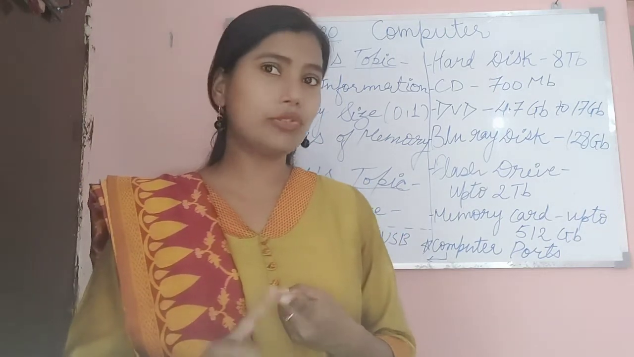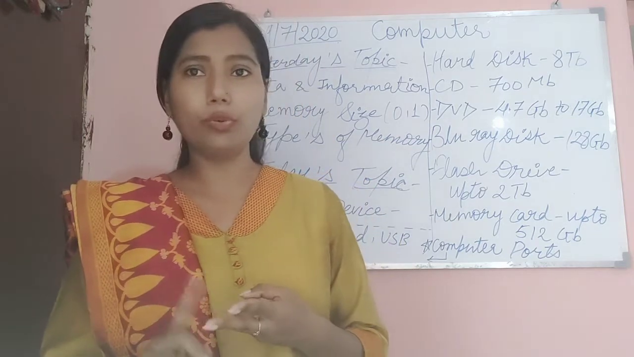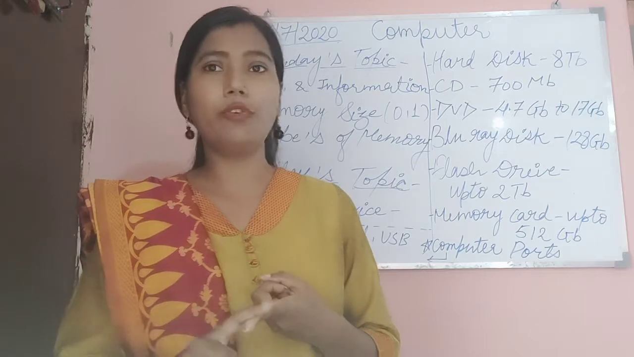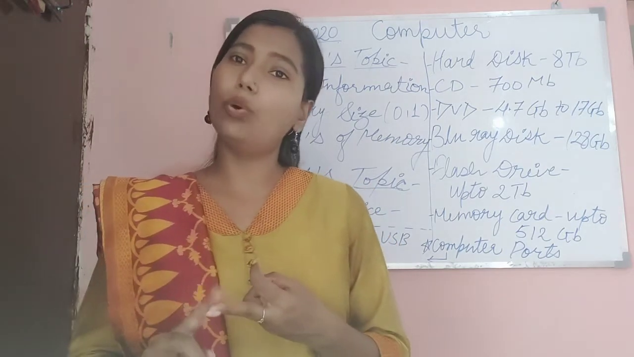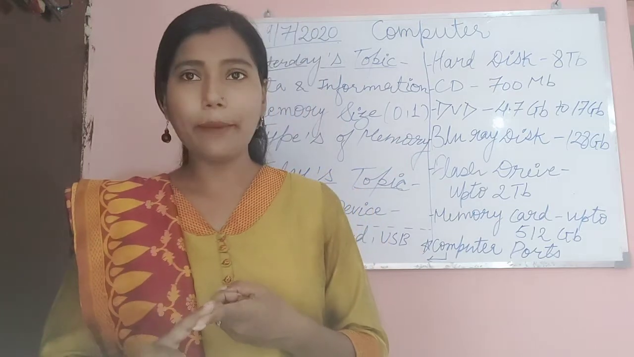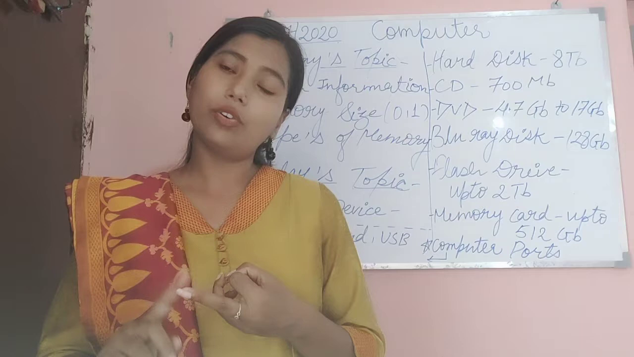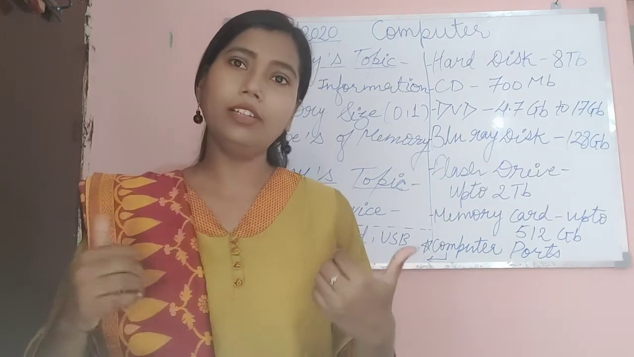Let's talk about the main memory. Main memory is also known as primary memory, and it is divided into two parts: RAM and ROM. The full form of RAM is random access memory, and the full form of ROM is read only memory. RAM stores the data temporarily, and ROM stores the data permanently. This is the basic difference between RAM and ROM.